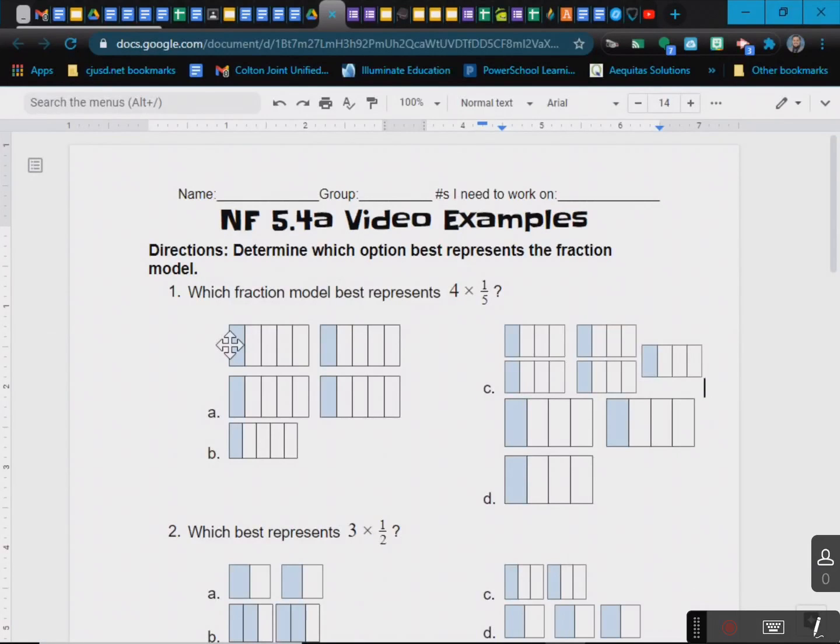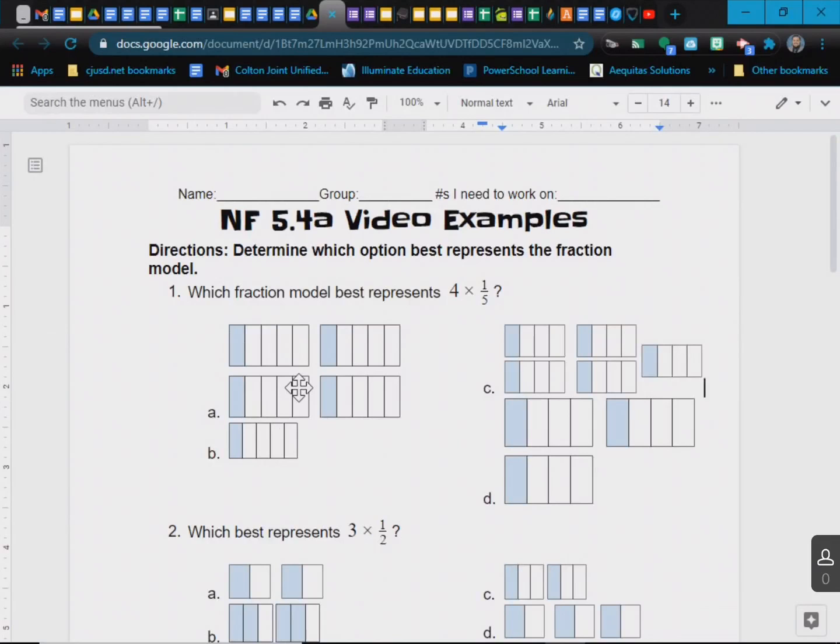And then I want you guys to pause every now and then and try to see what the answer is going to be. There's 5 examples, okay? So let's start with number 1. The directions say, determine which option best represents the fraction model. So these are fraction models. You have them A, B, C, D. They're models that represent the fraction problem, okay? And that's all it is. You're not solving it. You're just trying to find the model that best represents that fraction problem, okay?